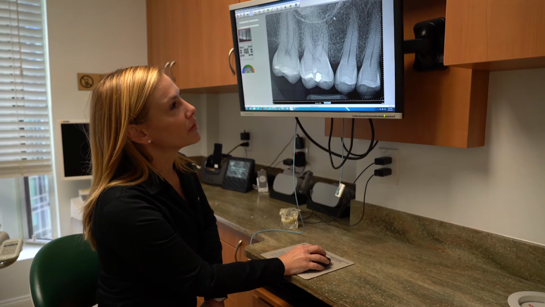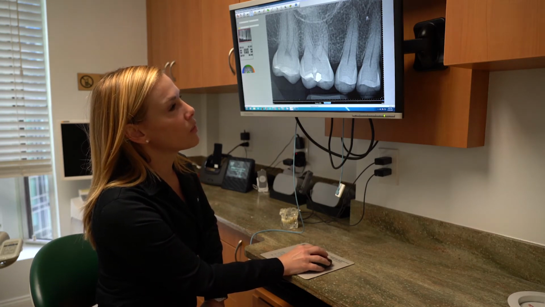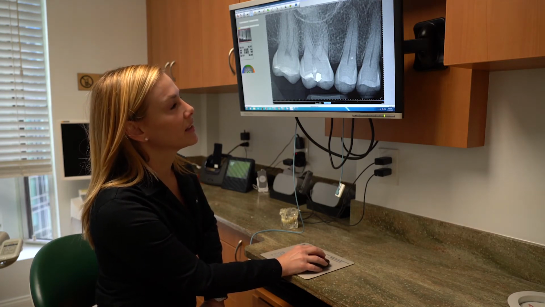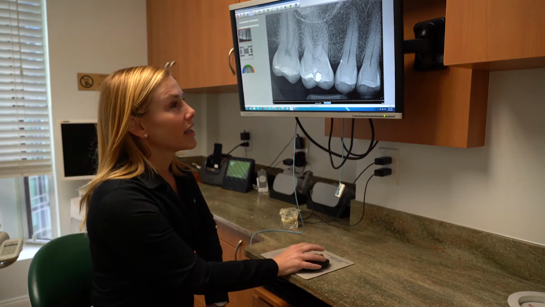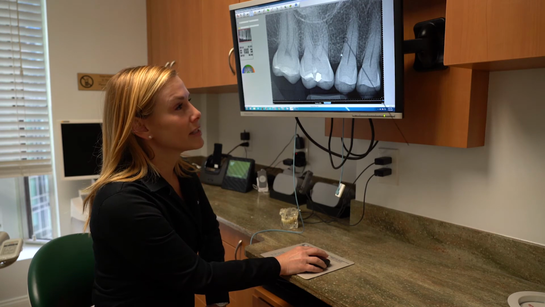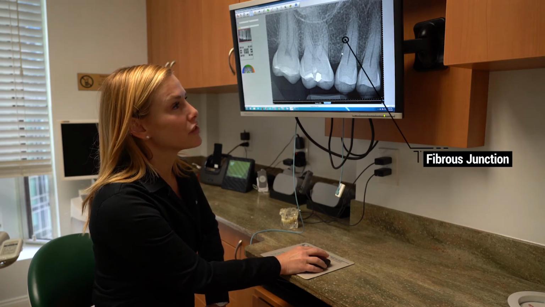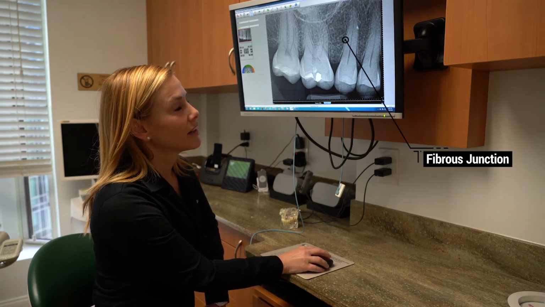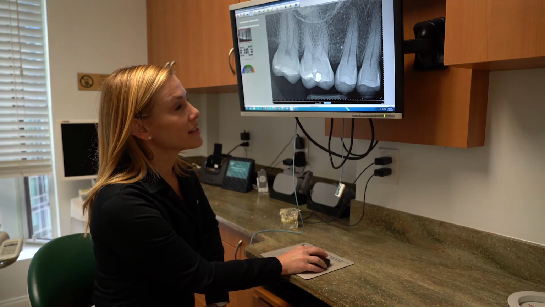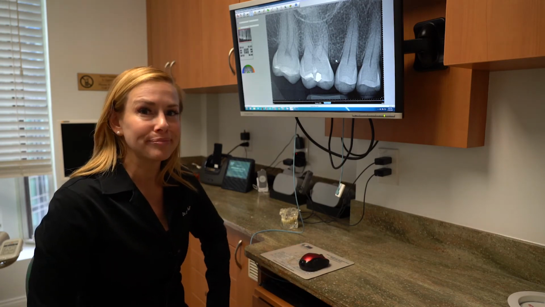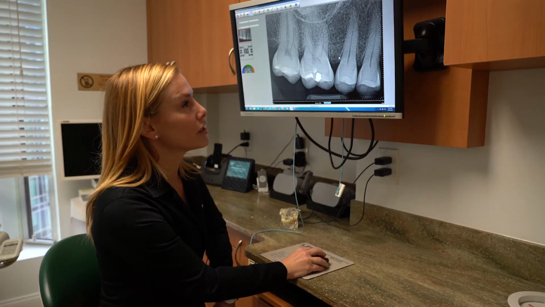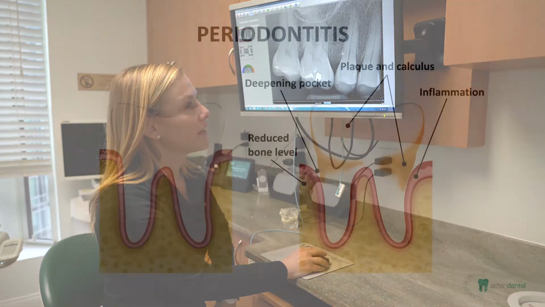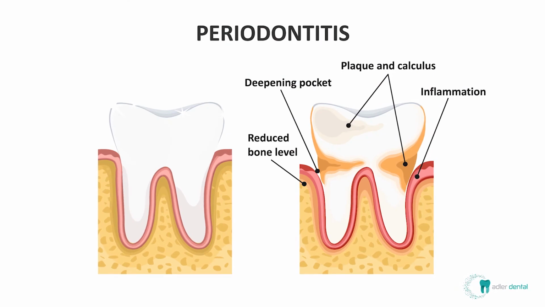This is your jawbone, this little matrix, and this is what holds your tooth in. Your tooth is not part of the jawbone. Your tooth is held in by millions and millions of tiny fibers at this junction right here. And at this junction, that's how your tooth stays in your mouth. So if you have a perio problem, sometimes this junction, the fibers get broken. And that's why you have something called a perio pocket.